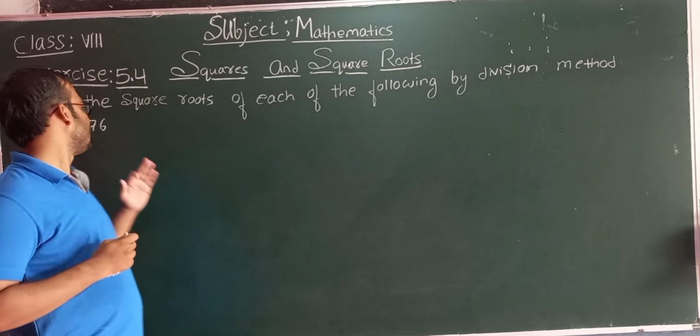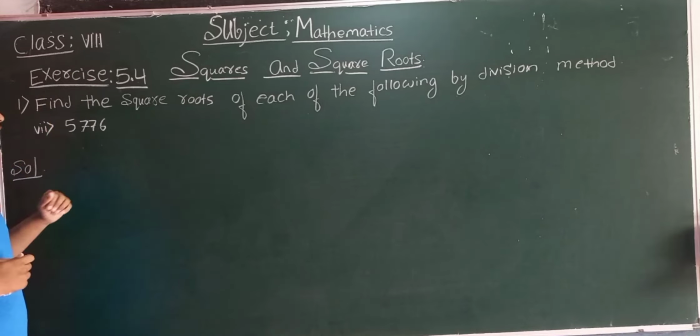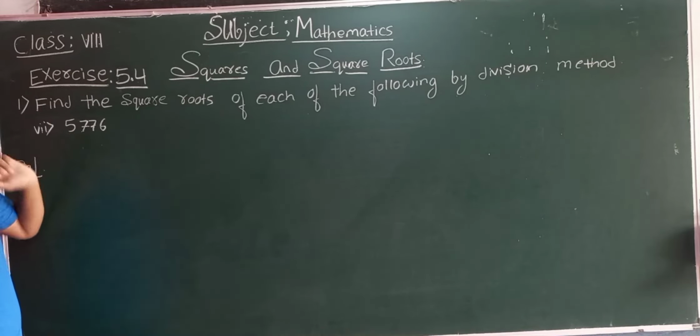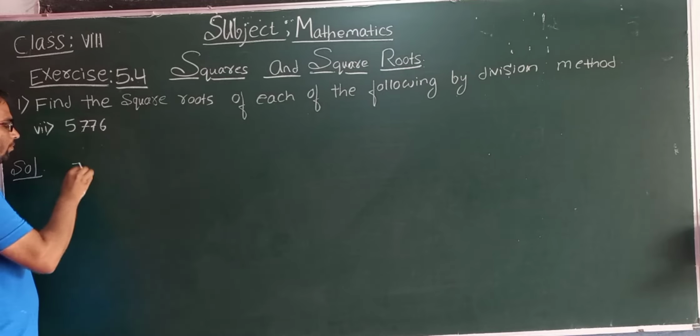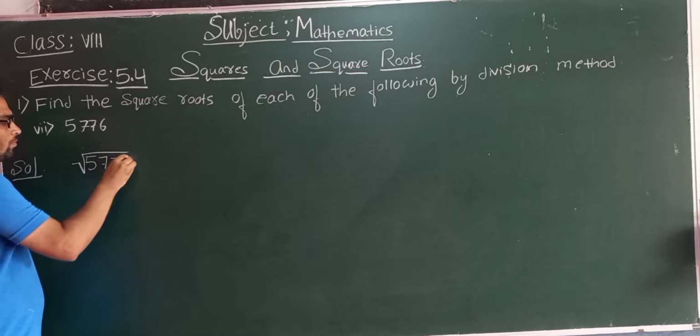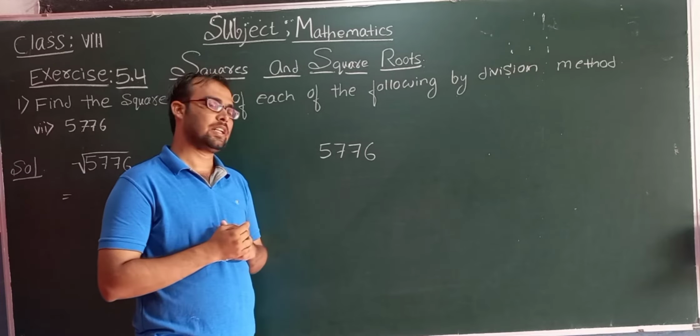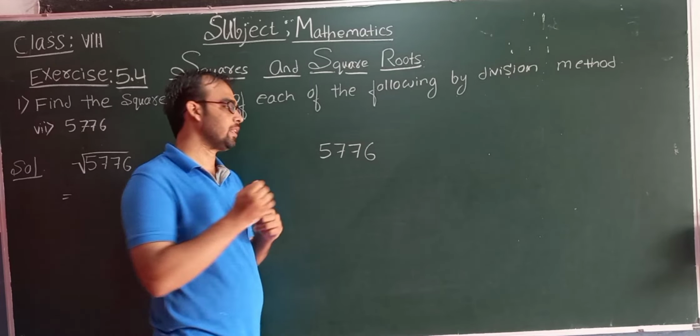Now let us try the 7th question. Okay, so now what is there? You need to find the square root of 5776. Okay, so we'll find the square root of this number using the division method. Students, here we have written the number. So what is the first step? We need to pair the numbers.